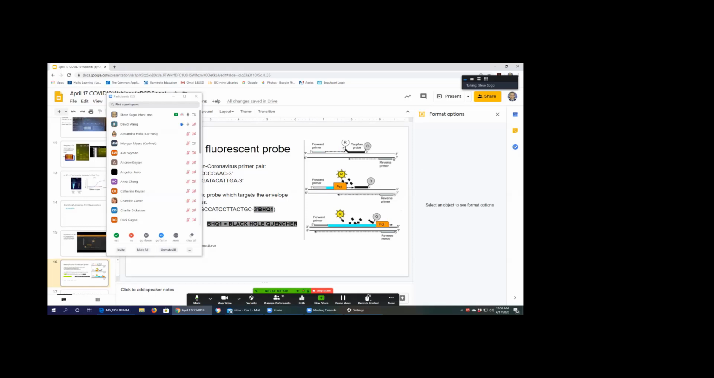The TaqMan can only bind if these two black strands of DNA are separated. So you have a whole bunch of TaqMan probe just floating around. It's not bound to anything. Then at the high temperature, the DNA strands separate. And as it cools to 55 degrees C, the primers stick where they're supposed to stick, and the TaqMan sticks where it can stick at that 55-degree temperature.